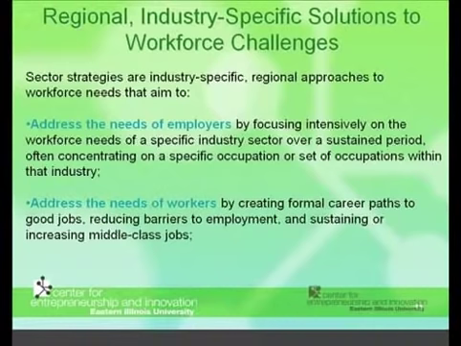Regional sector strategies also address the needs of workers by creating formal career paths to good jobs, reducing barriers to employment, and sustaining or increasing middle-class jobs.